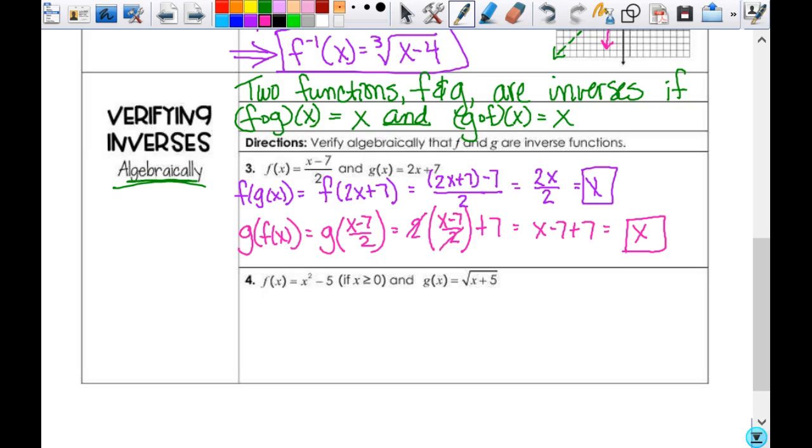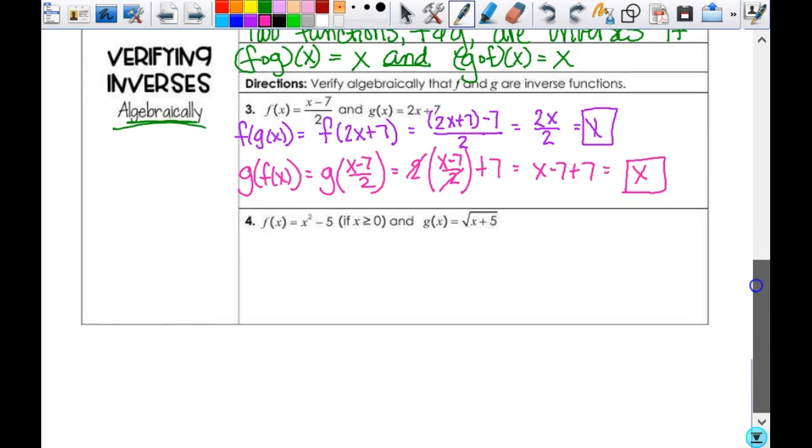Okay, everybody okay with all that? Any questions? I'll take that as a no. All right, so number 4. We have a domain restriction here. Really doesn't matter for this because we're just finding f of g of x and g of f of x, but there is one. Because if there wasn't one, then I wouldn't actually have an inverse.